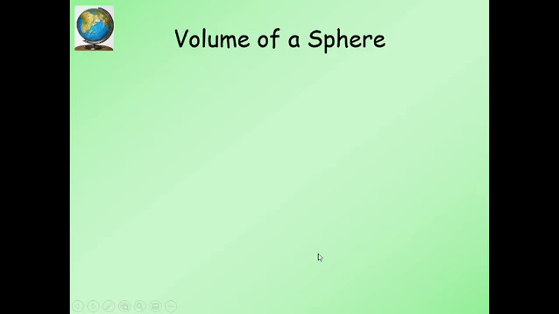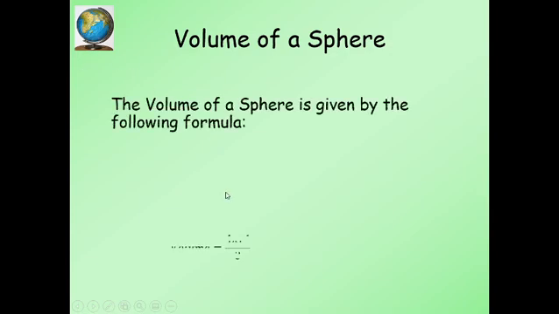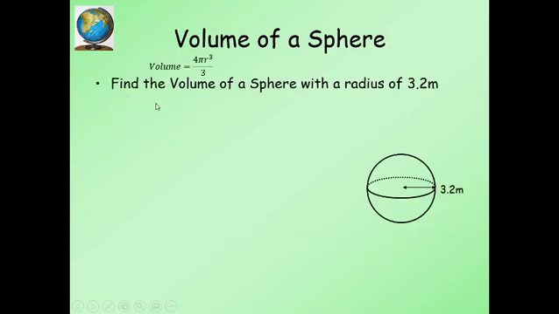All right, next one is the volume of a sphere. So that's a ball. Now there you're looking at the volume is equal to 4 pi r cubed divided by 3. What you'll probably get on your sheet is 4 divided by 3 times pi r cubed. You're going to get the same answer. So you can use whichever one you like. That's the one you'll get in the formula. So find the volume of a sphere with a radius of 3.2.